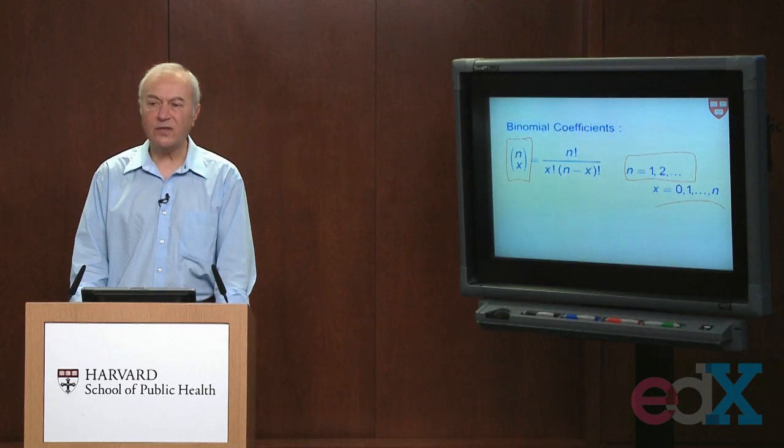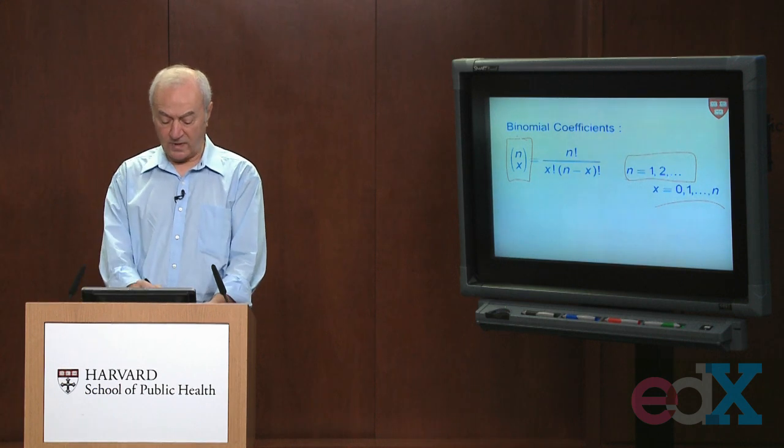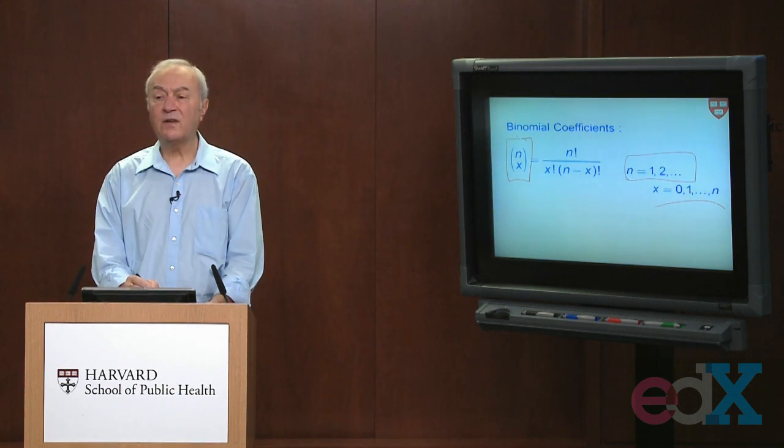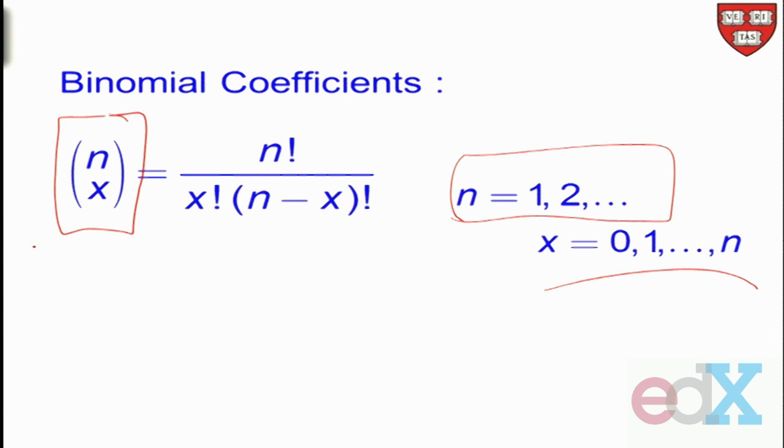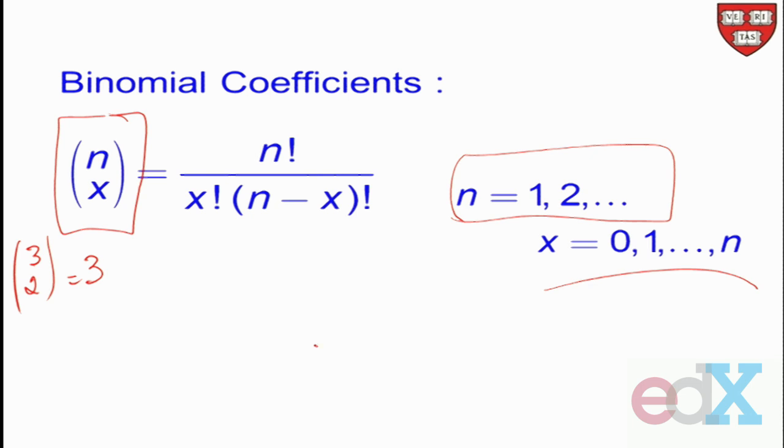The reason why it's called that is because it tells you how many ways you can combine things. So for example, if n equals 3 and x equals 2, we see from the definition that that's 3 factorial over 2 factorial times 1 factorial, so that's 6 over 2, that's 3. So that says if we have 3 items and we want to choose 2 of them, how many ways can we do that? So for example, this says 3.